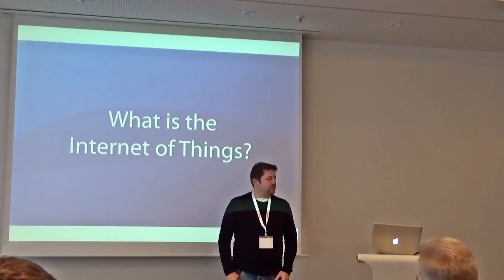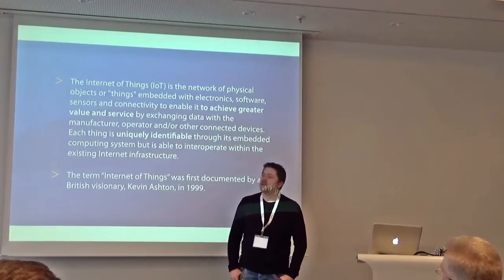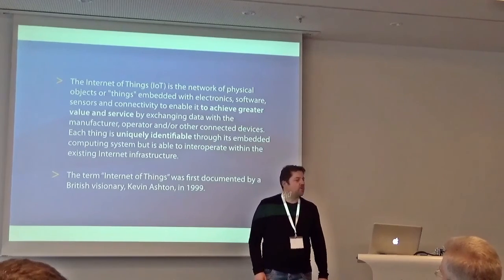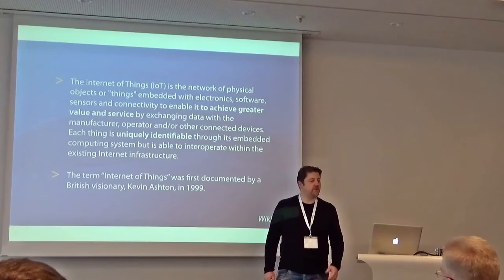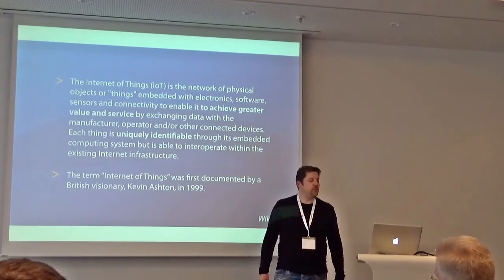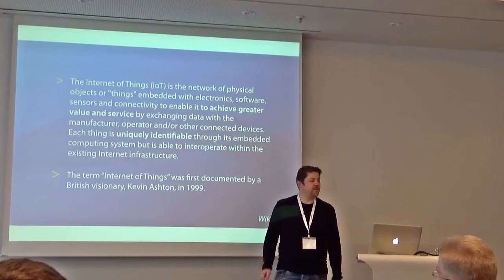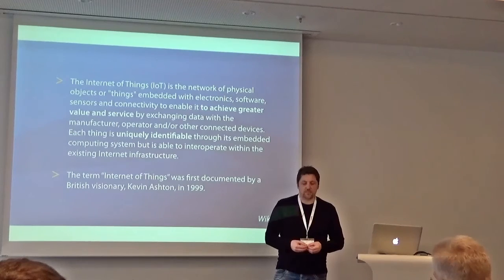So let's see what IoT actually means. Basically, the Internet of Things is the network of physical objects or things embedded with electronic software, sensors, and connectivity to achieve greater value and service by exchanging data with other devices. And these things also have the property that they are uniquely identifiable.